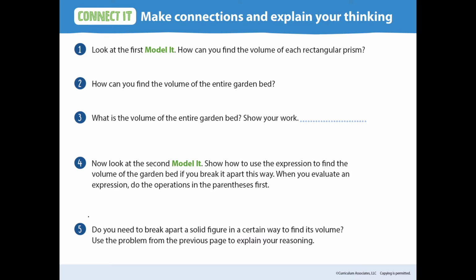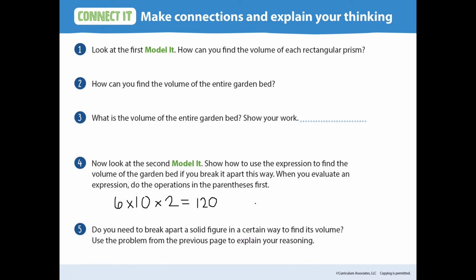Number 4, look at the second model it. Show how to use the expression to find the volume of the garden bed if you break it apart this way. When you evaluate an expression, do the operations in parentheses first. So in the second model it, we had 6 feet times 10 feet times 2 feet. So we would write 6 times 10 times 2. And when we multiply 6 times 10 times 2, 6 times 10 is 60, and 60 times 2 is 120. So the first section had a volume of 120 cubic feet.